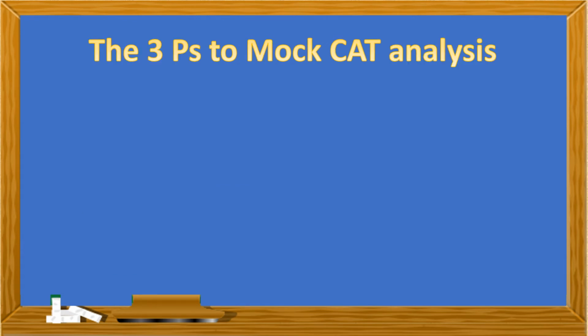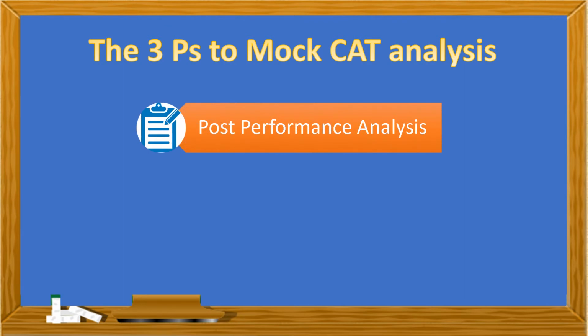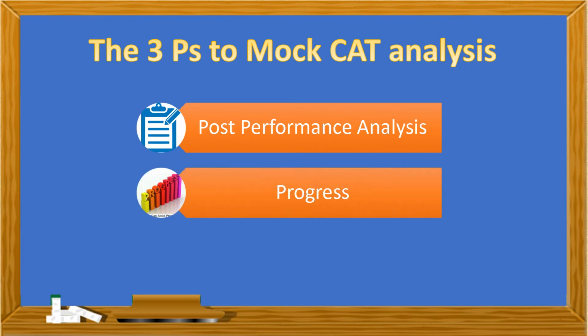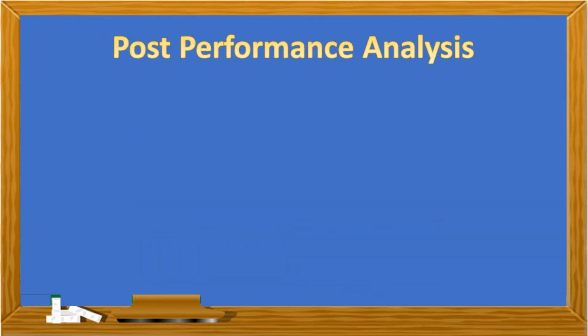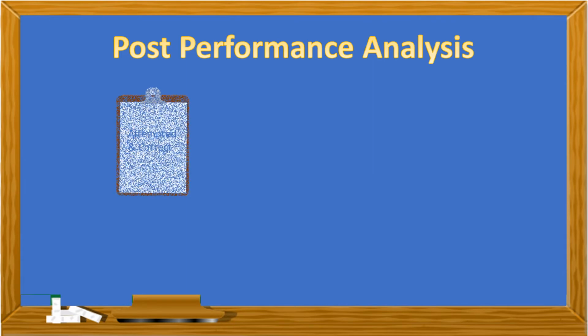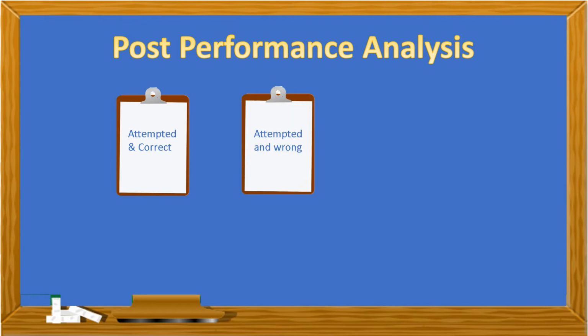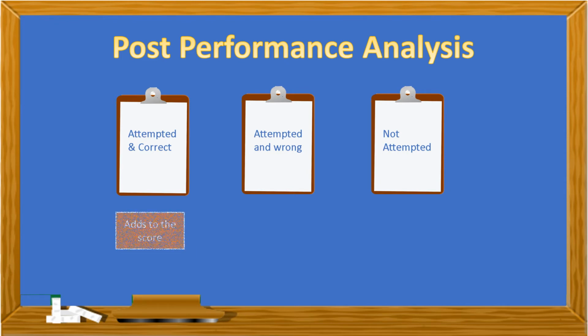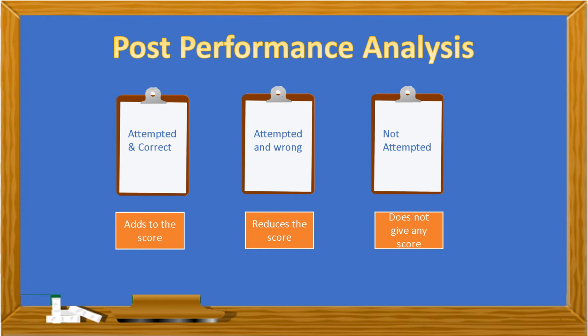The three P's to mock CAT analysis are post-performance analysis, progress, and perseverance. Post-performance analysis. Once you give a mock CAT, there will be some questions which you attempt and got correctly. Then there will be those questions which you attempted but you got it wrong. And finally those questions which you did not attempt. The first part adds to your score, whereas the wrong questions reduce your score, and finally the left out questions do not give you any score. It is the analysis of these two which is very important from a student's point of view.